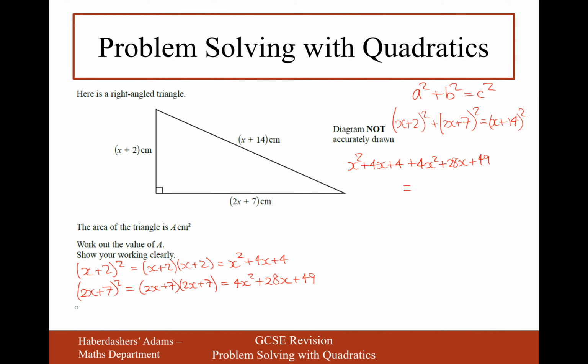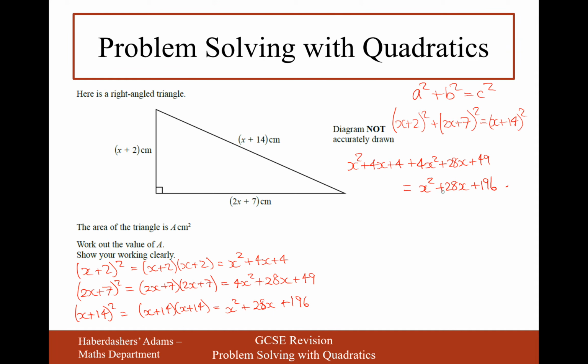And on the other side it's going to be (x + 14) squared. So that's going to be (x + 14) times (x + 14). So that's going to give us x squared plus 28x plus 14 squared is 196. x squared plus 28x plus 196. Okay, so now we've got our equation that we now need simplifying.